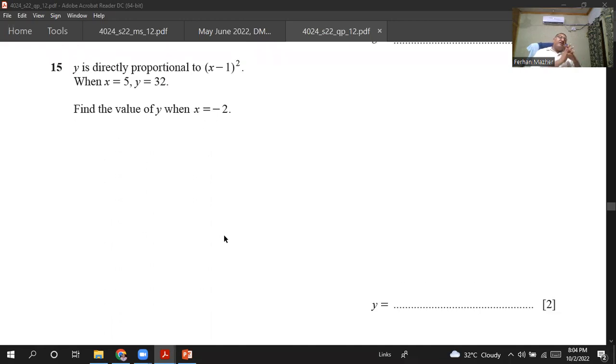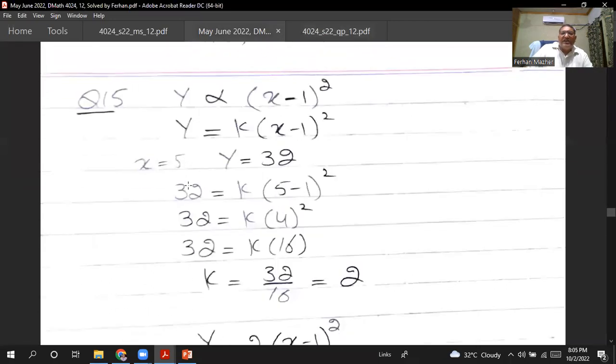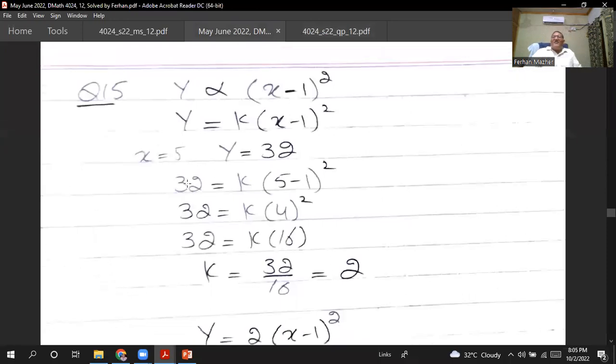Question number 15: y is directly proportional to (x minus 1) whole squared. When x is equal to 5, y is equal to 32. Find the value of y when x is equal to minus 2. Very simple. It's a question coming from chapter number 1 of the D2. It says y is directly proportional to (x minus 1) whole squared. So y will be equal to k times (x minus 1) squared.